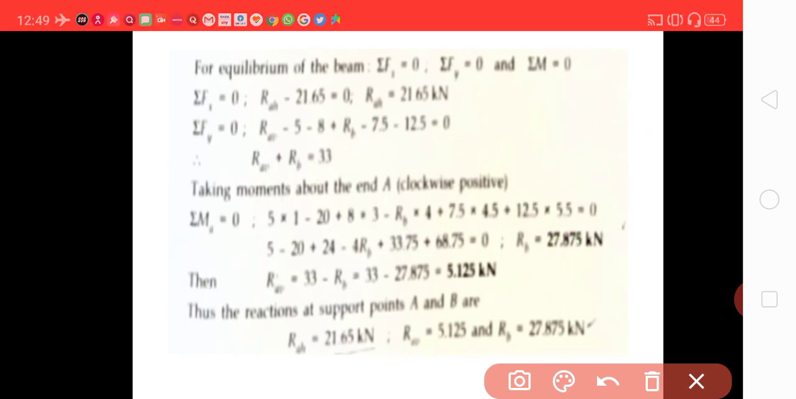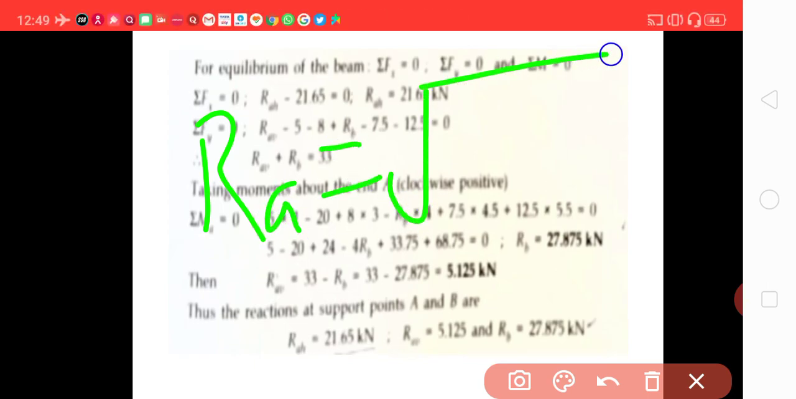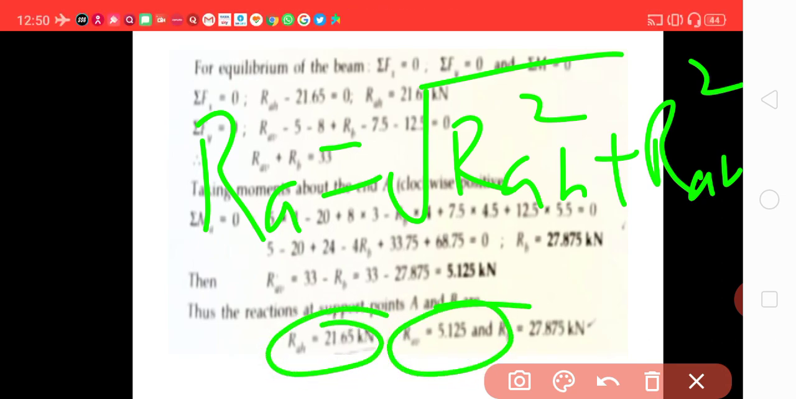Now comes the resultant RA, which will be equal to the square root of RAH square plus RAV square. Just square them, add them and take the square root. You will find RA, which is missed in this problem. The author has not calculated RA and angle theta. You can calculate it on your own.